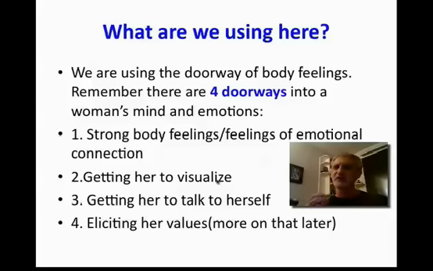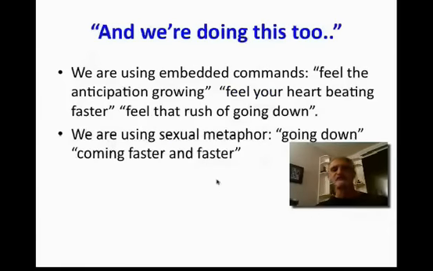So it's doing that. It's also getting her to visualize. She's visualizing going up the track, right? There's getting her to talk to herself, which is one of the doorways. You know, the things she says to herself to get herself turned on. And then there's eliciting her values. We'll get to that later. But you can see that with the Discovery Channel pattern, we're getting her to visualize, and we're mostly getting strong body feelings. So we're using those two doorways, but mostly the doorway of strong body feelings.